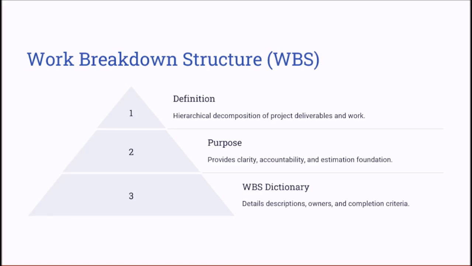Key important deliverable here is the work breakdown structure, or the WBS. The WBS is a critical deliverable that breaks down the project into smaller and manageable components, ensuring clarity and accountability. Each level of the WBS represents a deeper level of detail, from high-level deliverables to specific tasks, paired with the WBS dictionary, which provides detailed descriptions and ownership of each component or each activity that needs to be completed to establish the project.